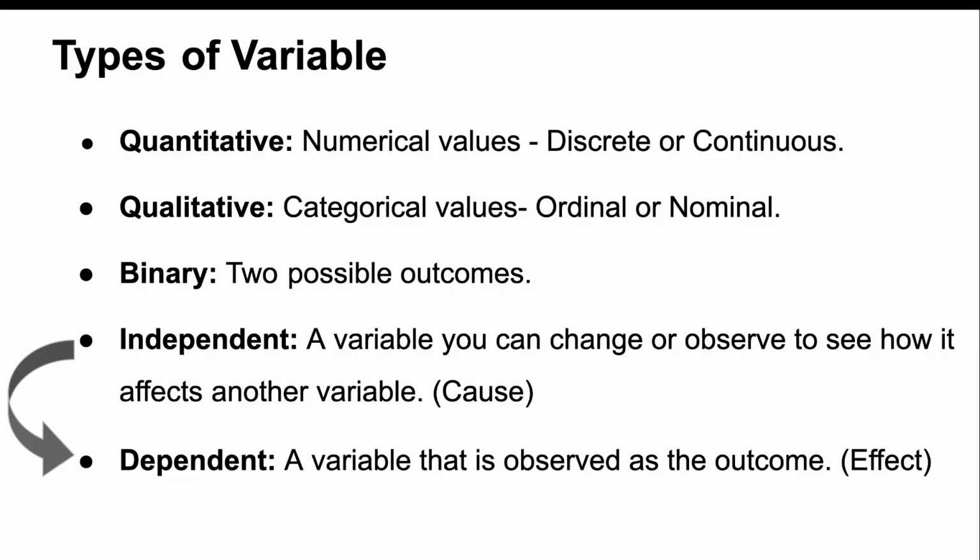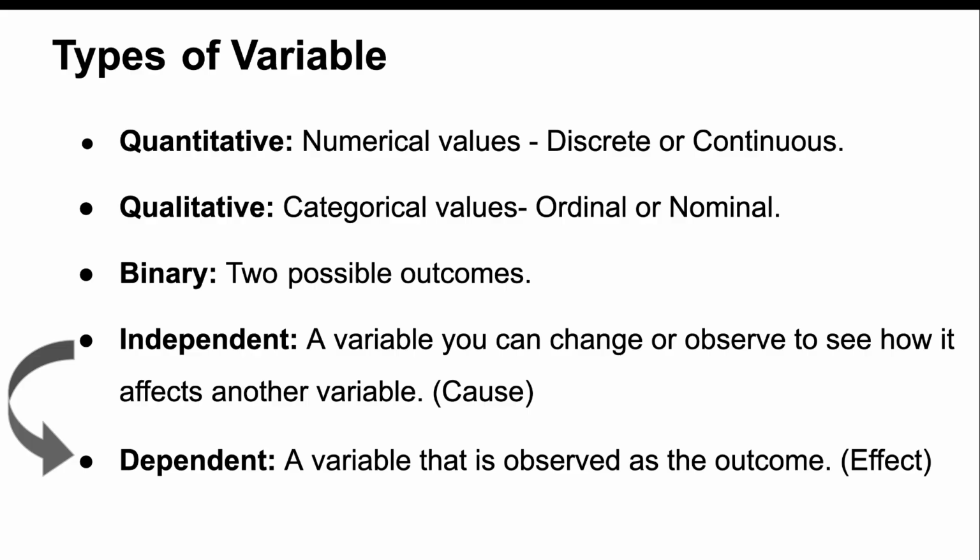And independent and dependent variables. This distinction is crucial when examining relationships or conducting experiments. First, the independent variable: a variable that you manipulate or observe to see how it affects another variable. It's the potential cause or influencer. Examples are price changes, marketing campaign exposure, or medication dosage.